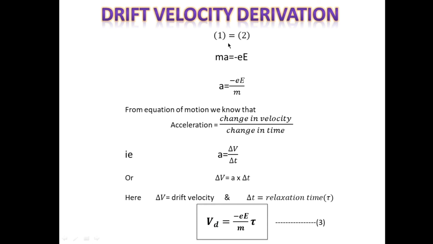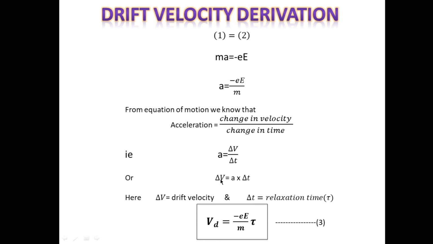Now equations 1 and 2 are both forces driving the electrons, so both of them must be equal. So I'm taking that ma is equal to -eE, what we have got from equations 1 and 2. Just by rearranging it, I'm getting a is equal to minus eE over m.